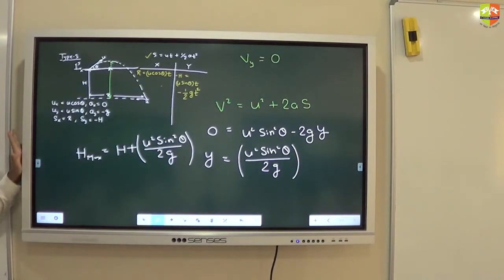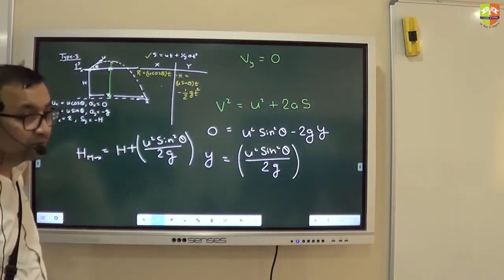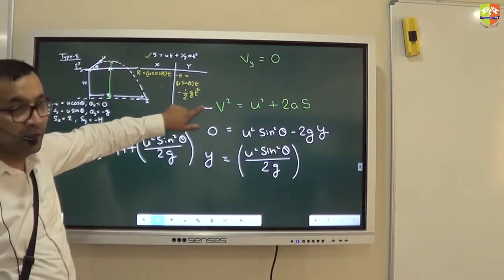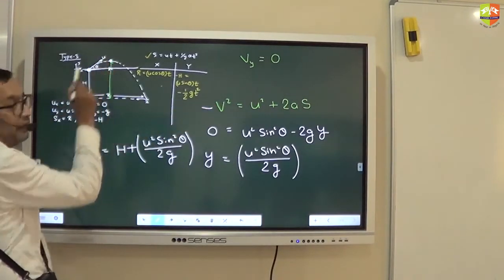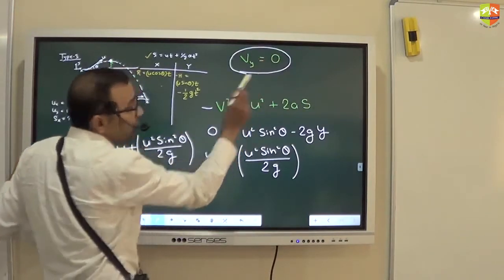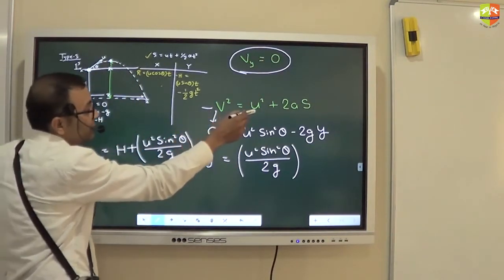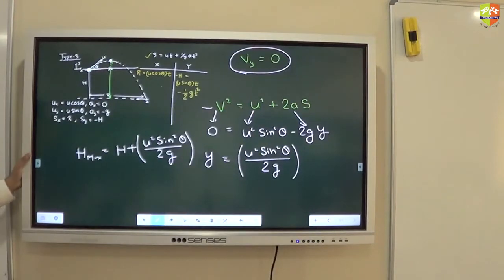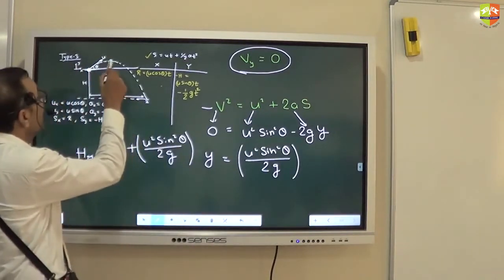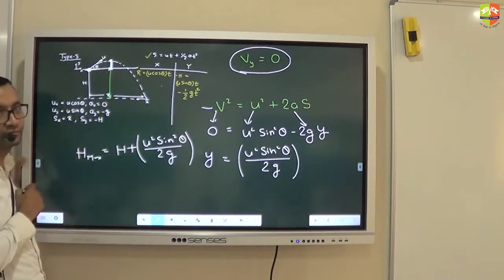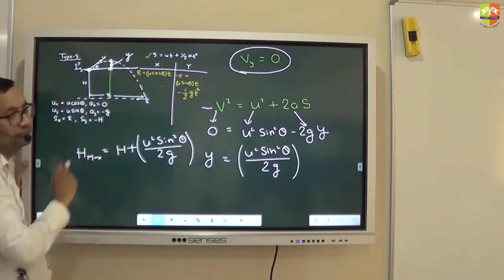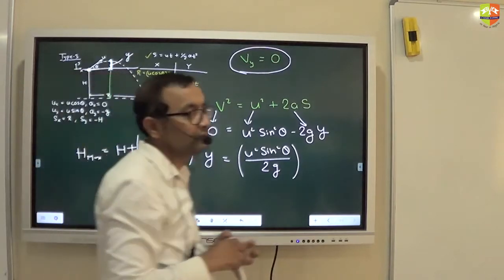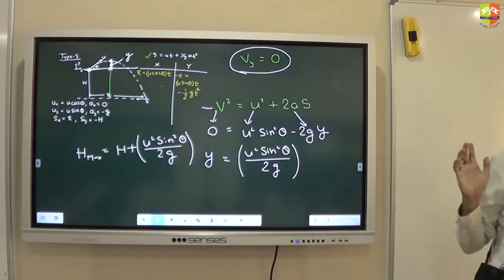Understood this type of projectile? I have used this equation between this point and the highest point. At the highest point, Vy is 0. So Vy is 0, initial velocity along the y-axis is u sin theta, the acceleration is minus g. Then s, why did you take s as y? S is y, no? This distance is y. Oh, there you took x. Yeah, here I am taking it as y. Understood, all of you?